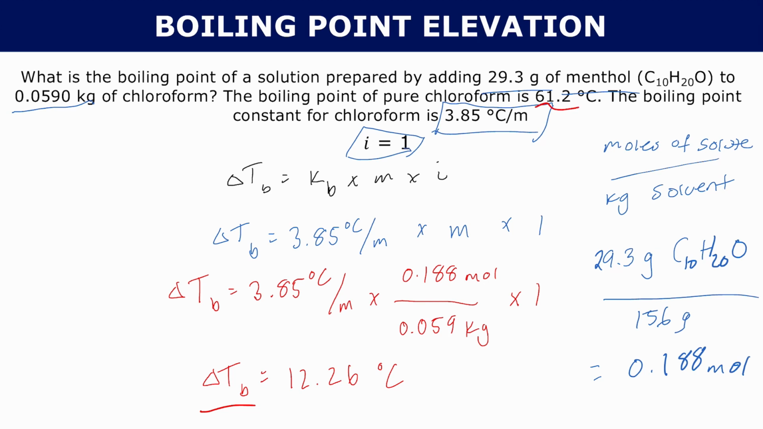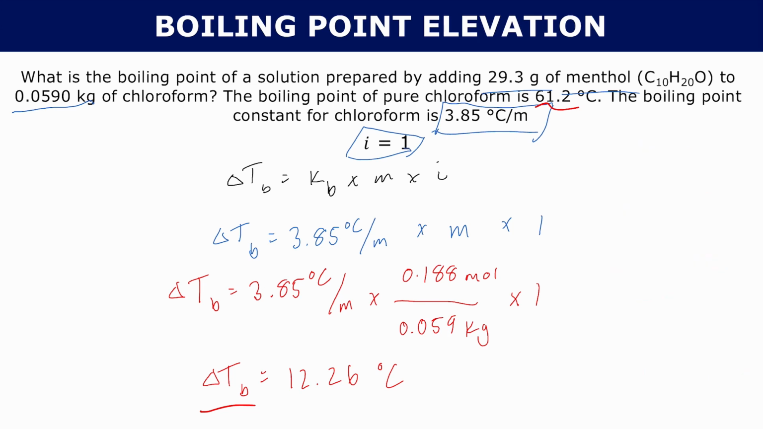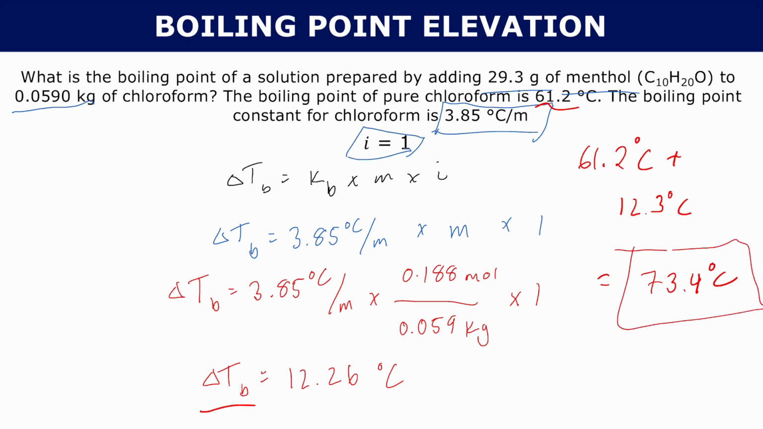But since we're dealing with boiling point elevation, we're going to need to add this value. So again, what we found is that when you add 29.3 grams of menthol to 0.059 kilograms of chloroform, the boiling point of your solution increases by 12.26 degrees Celsius. So let's add 61.2 degrees Celsius plus let's just say 3 degrees Celsius. Your new boiling point becomes 73.4 degrees Celsius. And that is your new boiling point.